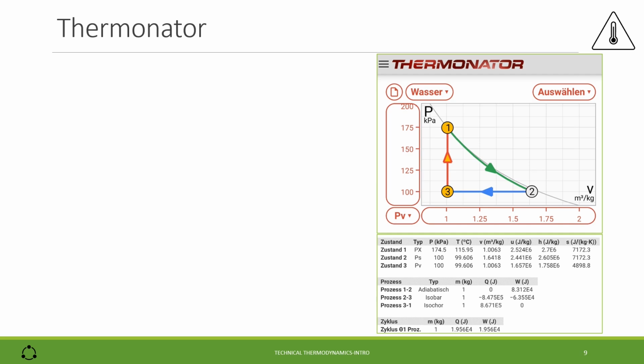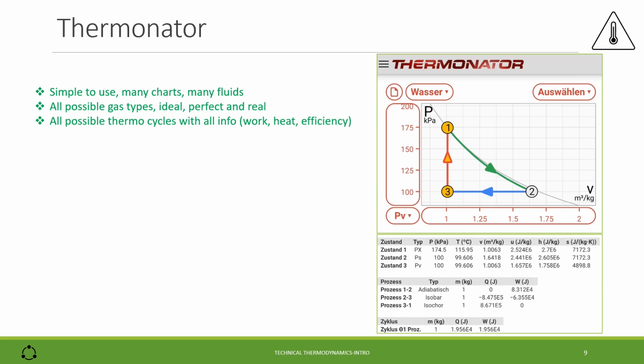Thermonator is for the thermodynamic cycles. Honestly, it's my favorite application, very comfortable for didactic purpose, very simple to use, many charts, many fluids, all possible gas types, ideal, perfect and real, all possible thermodynamic cycles with all the information, work, heat, efficiency, and the results can also be exported into text. There is only one big disadvantage, that this is only for mobile and Android users, no PC, and therefore the charts are small with a low resolution.